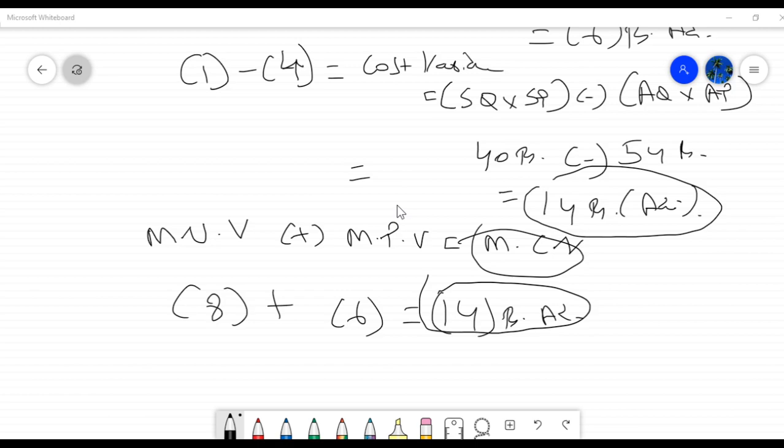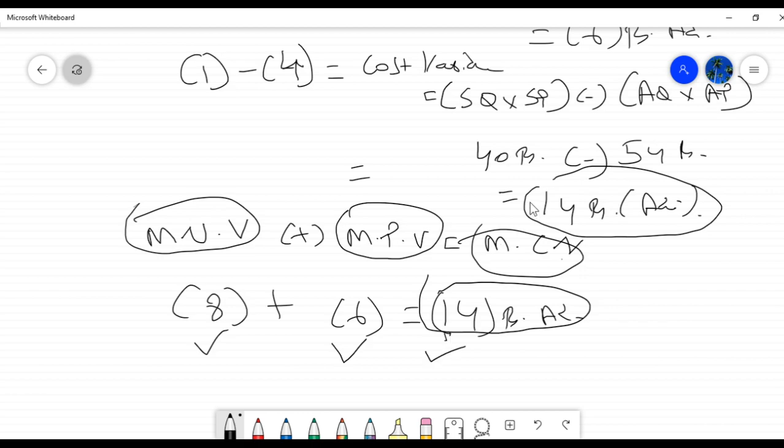What I did here. Just go through now. So what I did, material usage variance plus material price variance equal to material cost variance. That's what I said, correct? So material usage variance is 8 rupees, material price variance is 6 rupees, then material cost variance equal to 14 rupees adverse. This is what we arrived here. Look at this. 14 rupees adverse. Okay, I'll go to the next problem.